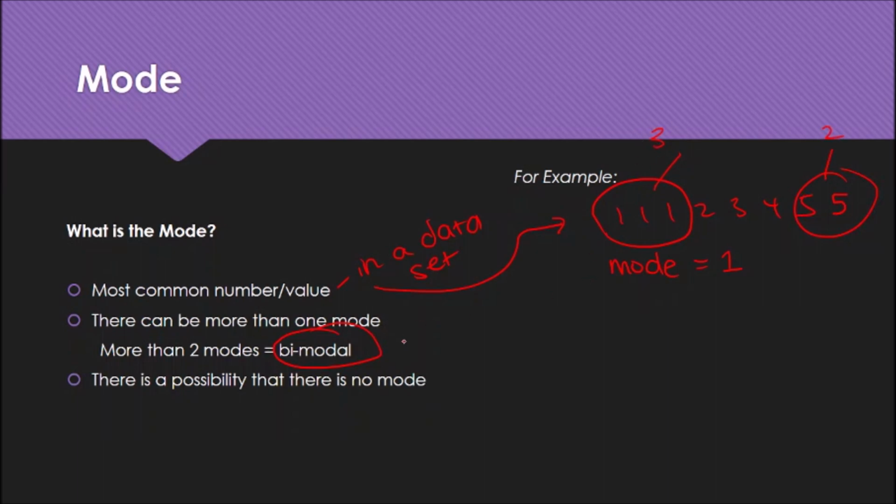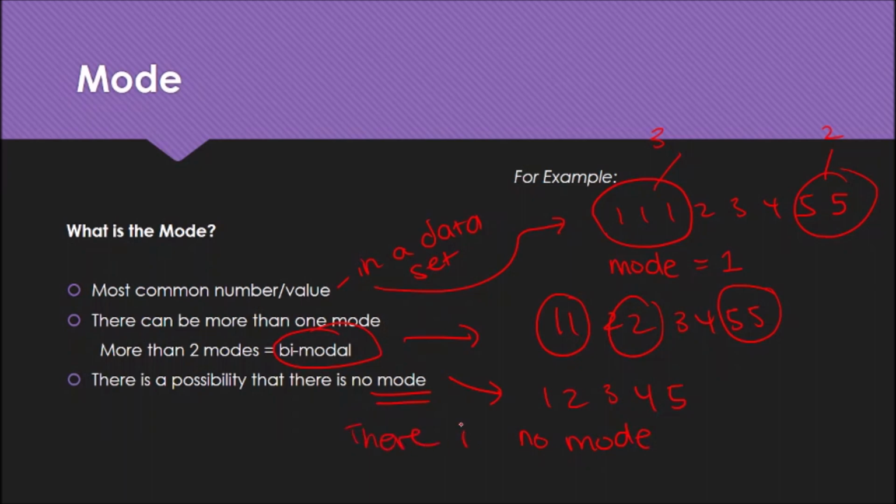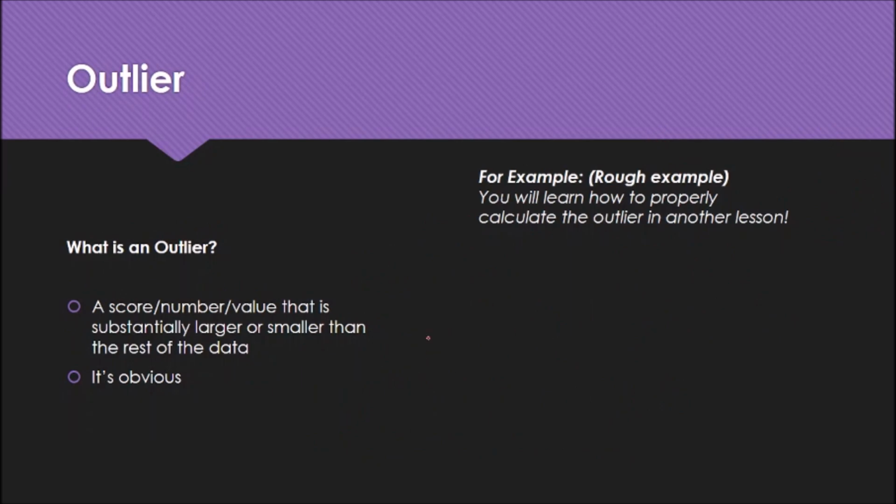Now, if it was this example here, so if I had 1, 1, 2, 2, 3, 4, 5, 5, okay, our modes would be 1, 2, and 5, because all 3 of them have 2 of each. Now, if we had a set that looked like 1, 2, 3, 4, 5, there's 1 of each, so there's no mode. You could literally say there is no mode. Okay, it's up to you what you want to do. So something that we'll talk about in a few coming lessons is an outlier.